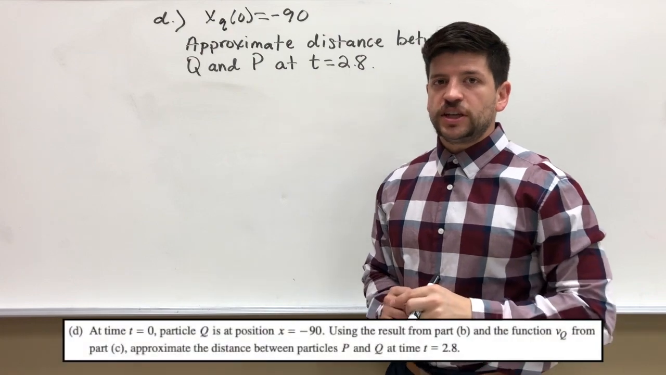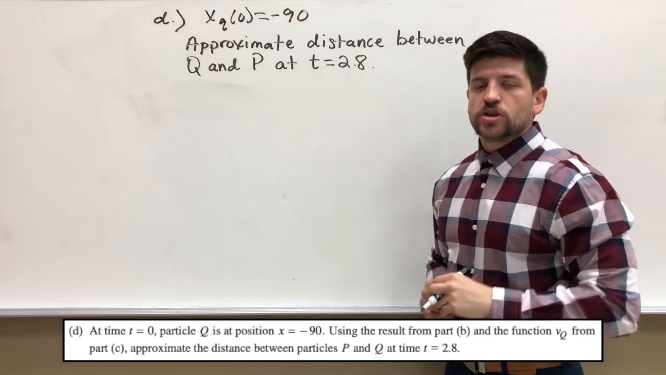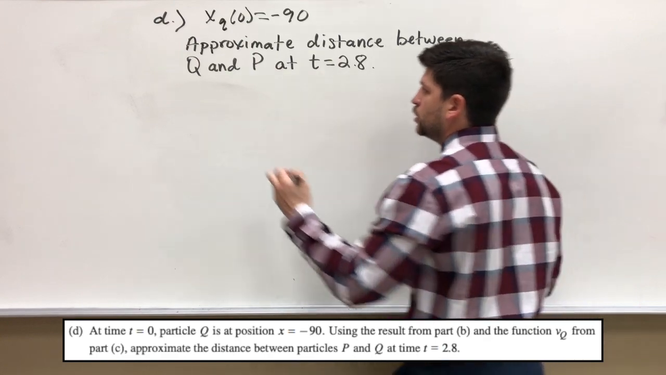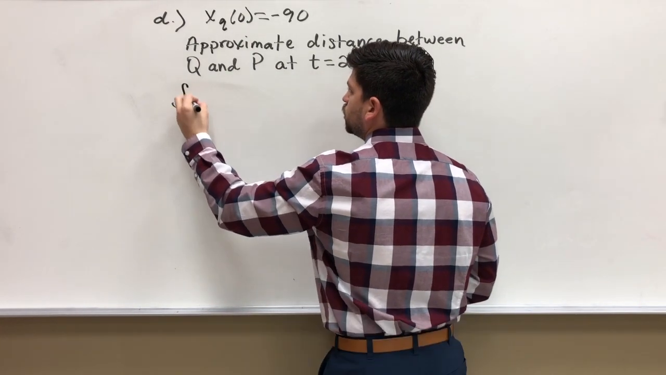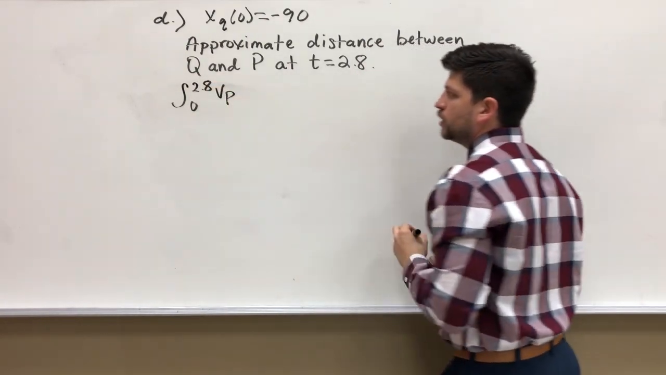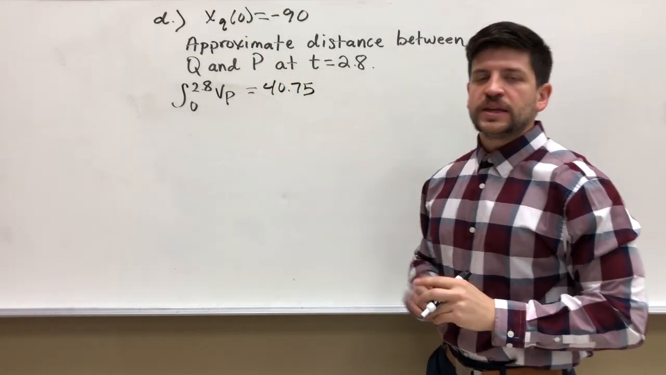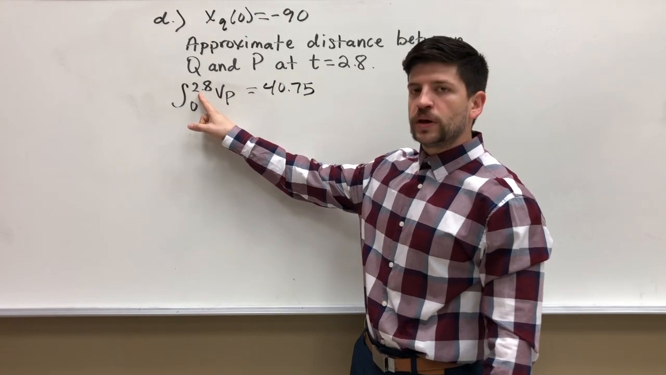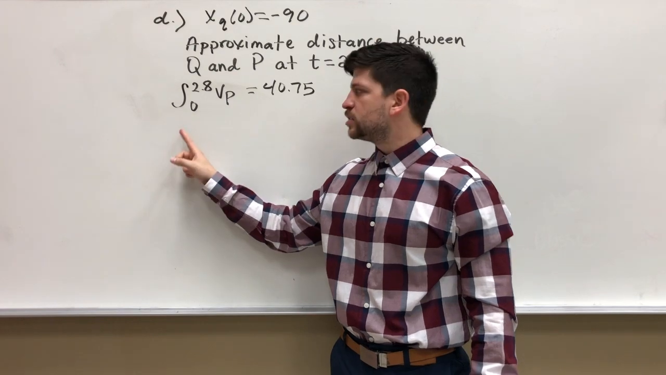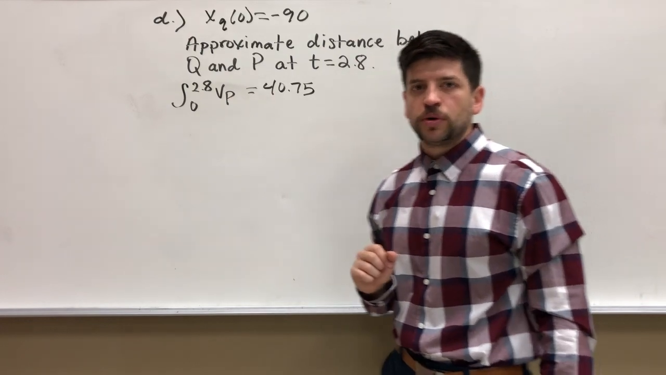All right, guys, the last part, D, wants us to find the distance between our two particles at 2.8. So basically what we're going to do is find the position of both and then just subtract those values. So the first part's not going to be very difficult because the integral from 0 to 2.8 of my velocity of P is 40.75. We did that in part B. Now, I know that the position at 2.8 is this value because they tell us in the problem that P starts out at the origin. Okay, so I know 40.75 represents the position at 2.8 for P.